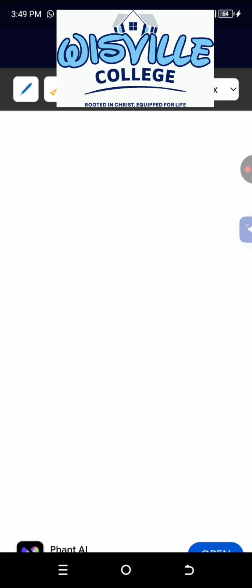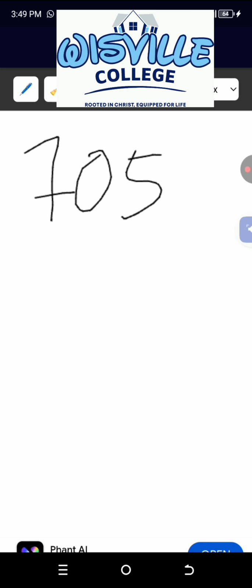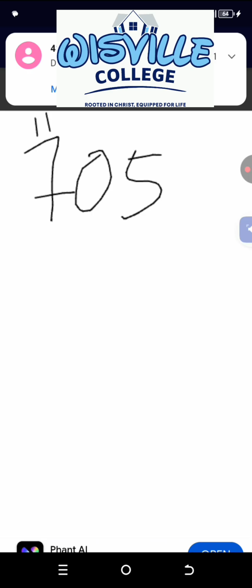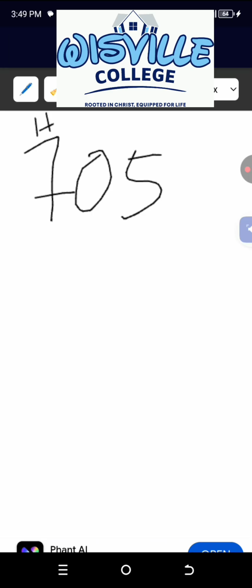Let's give another example. If you are given 705 and you are asked to round off this number to the nearest 100, what are you supposed to do? Now take note, the number here is what? 100. That is 7 is 100 now. Now 0 is what? 10. And 5 is what? Unit. And they said your number should be in the nearest 100. So meaning your point of interest is what? 7. The number behind the point of interest is what?